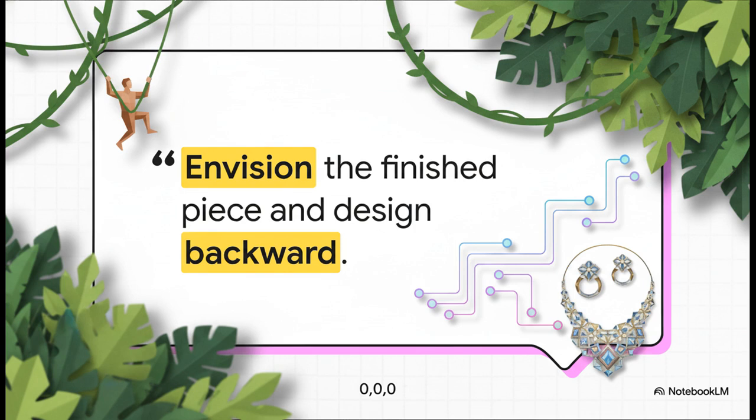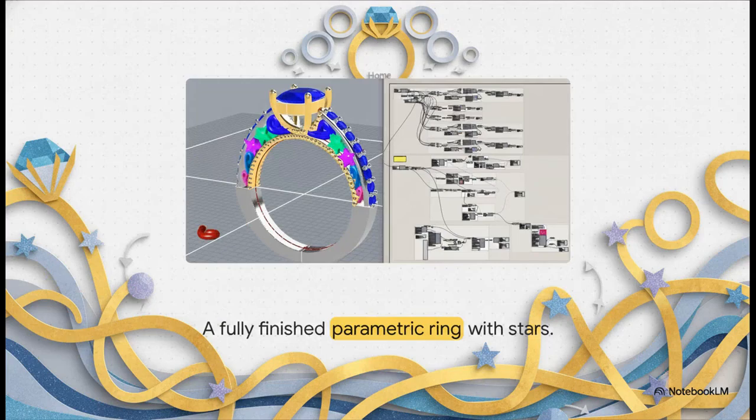So, let's say your home destination is this incredibly complex, fully finished parametric engagement ring, totally decked out with stars and intricate little details. When you design backward from a masterpiece like that, you are charting the exact sequence of vines you need. You start realizing, okay, to get those final claw prongs, I'm going to need the gemstone curve. To get the gemstone curve, I need the bezel setting. And to get that setting, I need the main ring shank. You're literally just mathematically reverse engineering the entire journey.